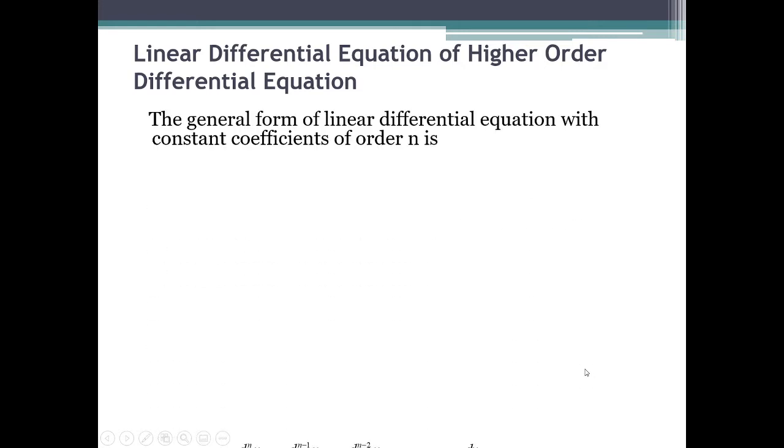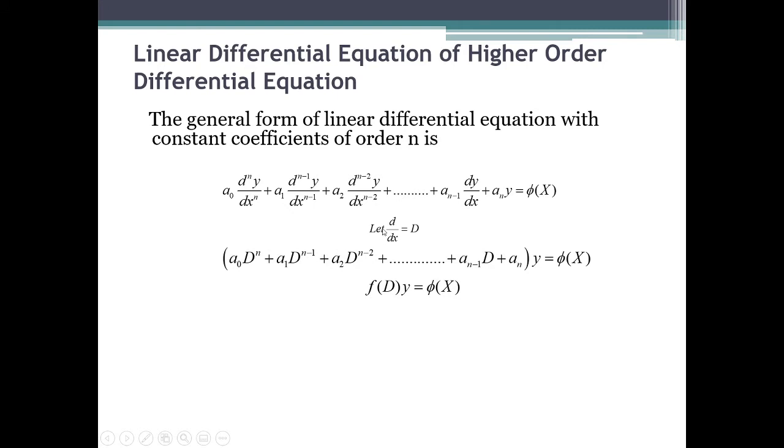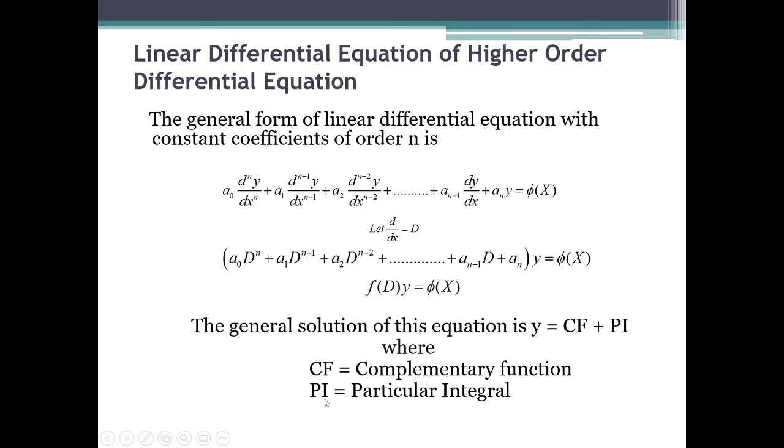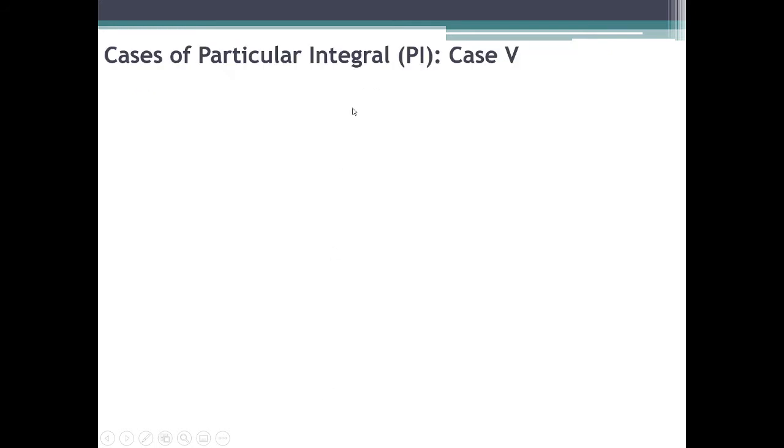Linear differential equation of higher order is given by this equation, where a naught, a1, a2 up to an are constant values. Let d by dx equal to capital D, and this bracket, the function of D, into y equals phi of x. The solution of this differential equation is given by y equal to CF plus PI, where CF equals complementary function and PI means particular integral. Now case number 5.